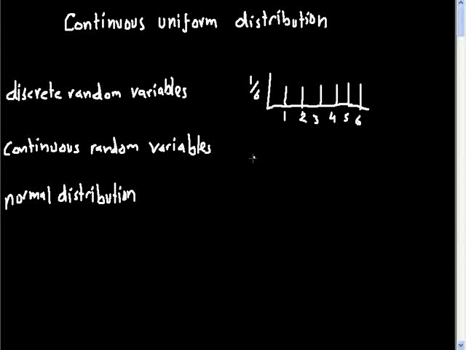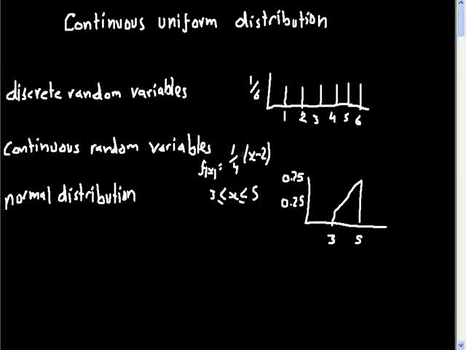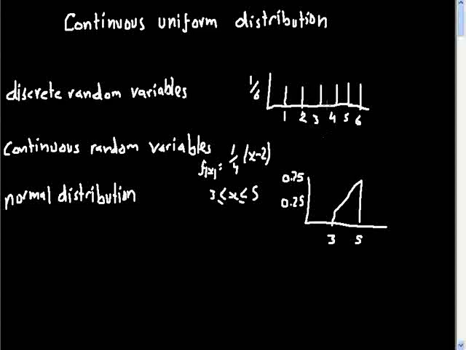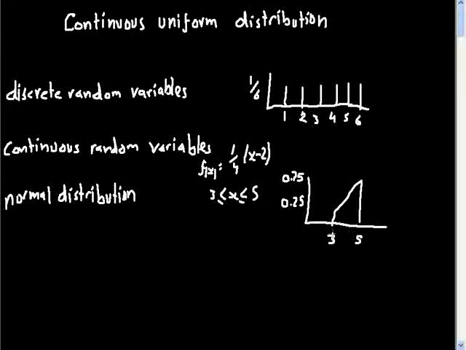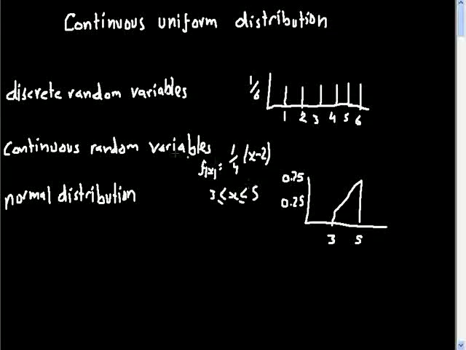Continuous random variables are like this. You have a probability density function, and if I were to sketch it, it looks like this. The area of this graph should be equal to 1, because all the probabilities added should be 1. These are continuous values, any value between 3 and 5. But you can't get the probability of a specific value between 3 and 5. You can get a range of values, like the probability between 3 and 4, or 4 and 5. That's an example of a continuous random variable.